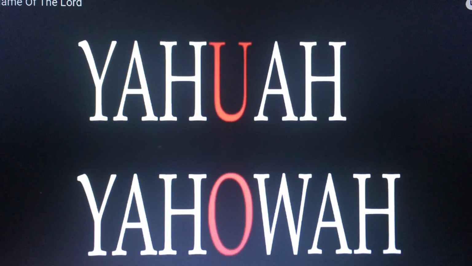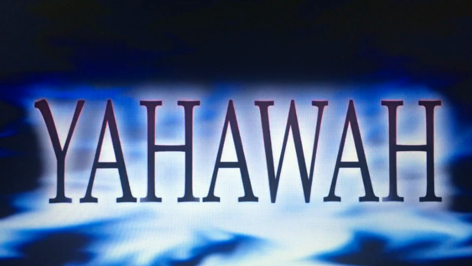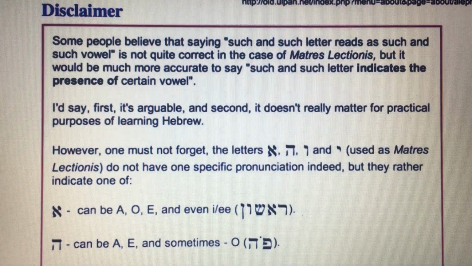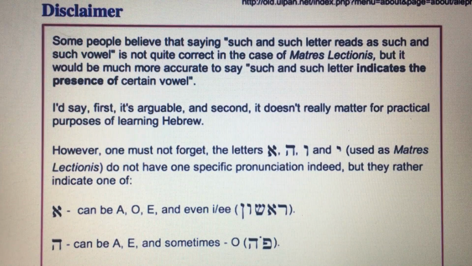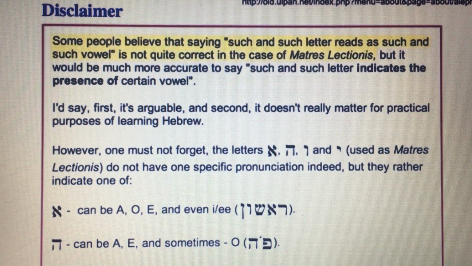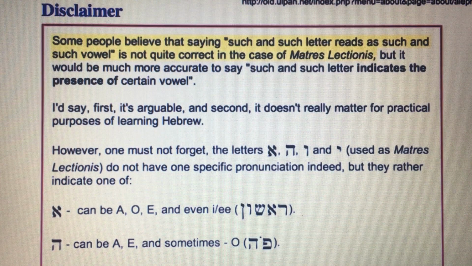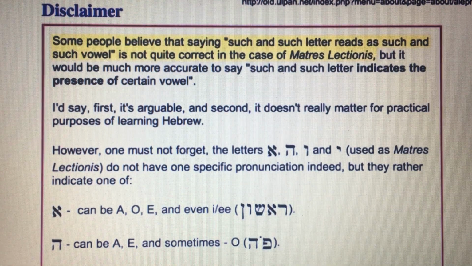First original letter, Aleph, which we know produces the A sound. Again, Yahweh, Yahweh. Look at this. This is an article about the Matres Lectionis. The address is in the top right-hand corner. This is what they put at the bottom of the article. It says, some people believe that saying such and such letter reads as such and such vowel is not quite correct in the case of Matres Lectionis.